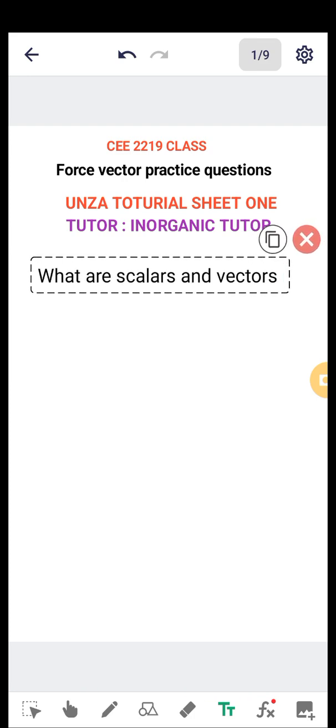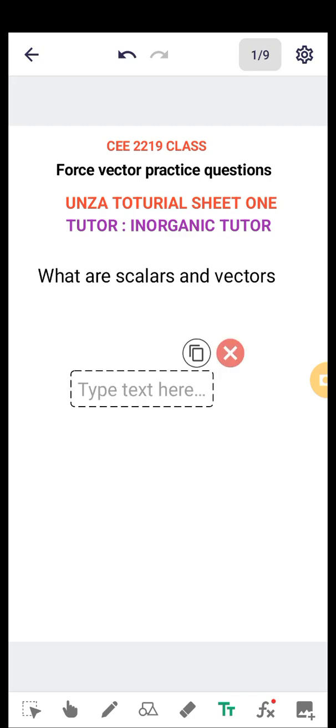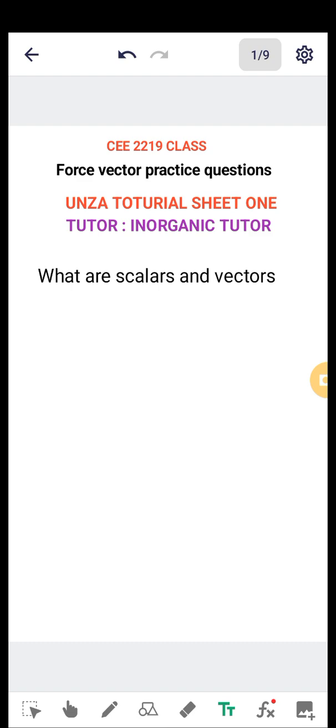So what are scalars and vectors? I'm sure from grade 12 you understand what scalars and vectors are. Here we're just trying to polish up so you understand much more. We discussed that scalars are just quantities which can be positive or negative, but can only be specified by the magnitude. Those are what we call scalars.